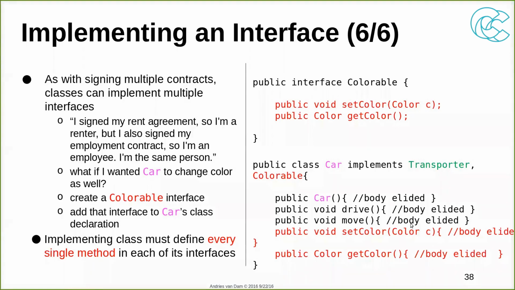First the move method. Move belongs to the Transporter interface, and the definition has been provided. And Colorable has two methods which it has declared. Now since Car is implementing Colorable, it needs to provide the definition for both methods, setColor and getColor as well. Is that clear? Or do you have any questions? Okay, so let's move on.